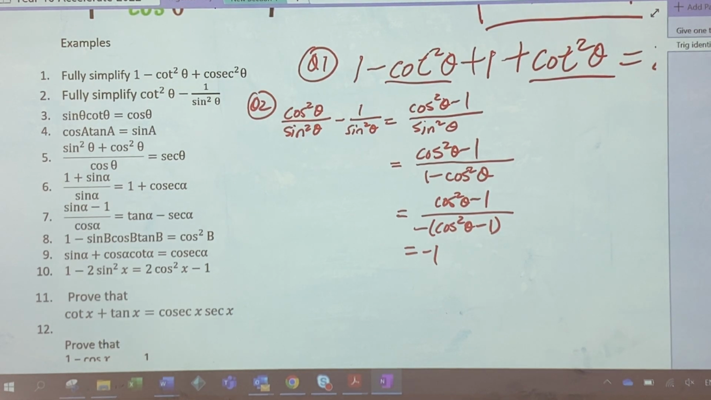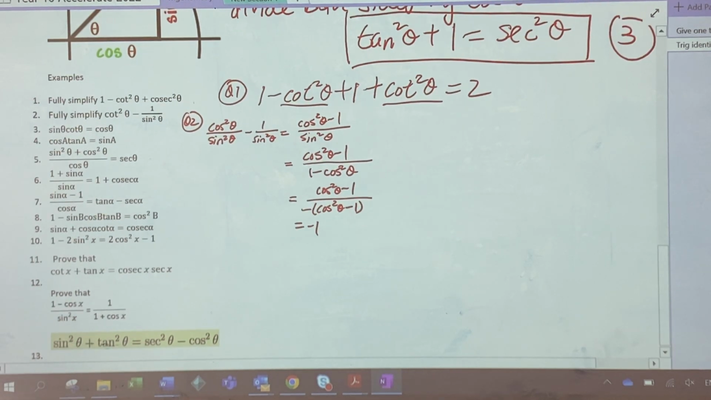All good? Sorry about the space here. Question 3.